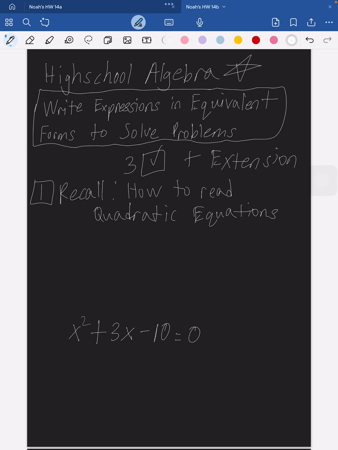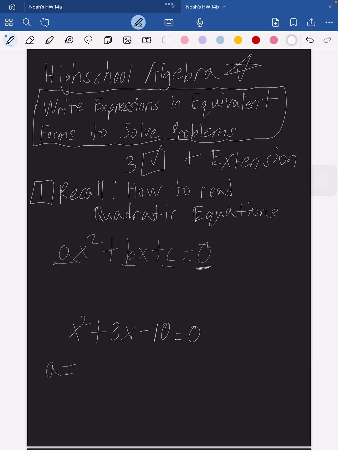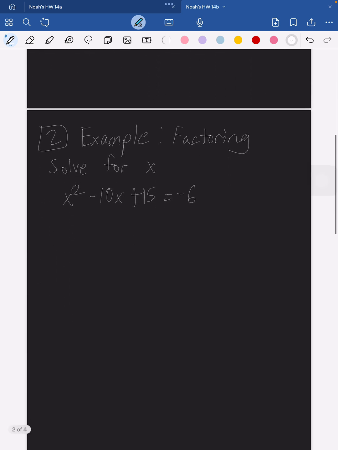Well, the standard form for a quadratic equation is ax squared plus bx plus c is equal to 0, where a, b, and c are all constants, so they're numbers, and we want to make sure that our right side of the equation is 0 before solving. Now, taking a look at this equation, we have x squared plus 3x minus 10. So our a is going to be 1, our b is going to be 3, and our c is going to be negative 10. So now that we know how to read the quadratic equations, let's go ahead and start with our second example.